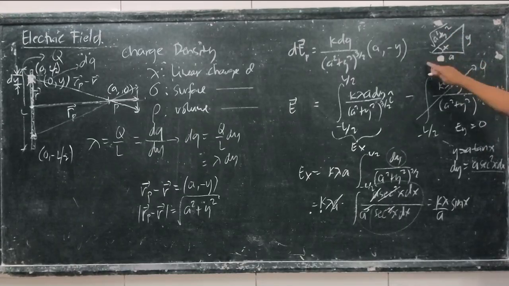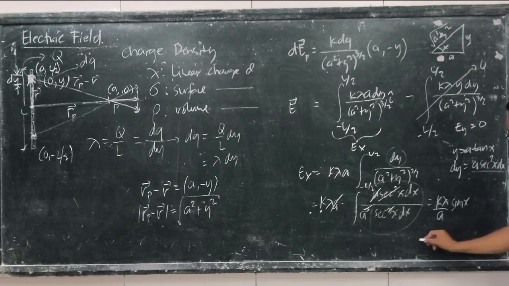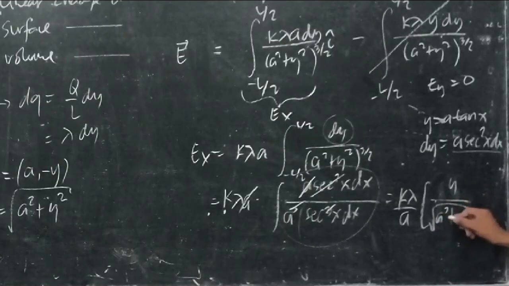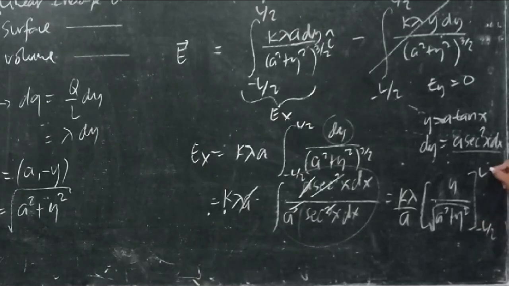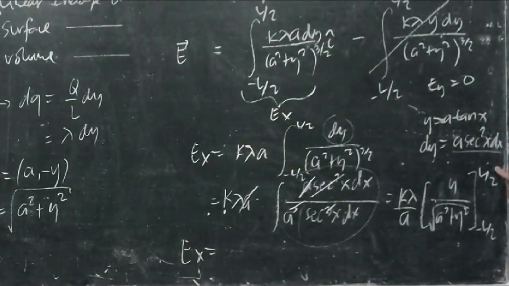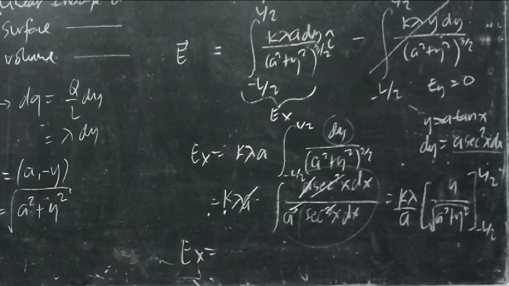So what is now sine? Sine is opposite, which is y over hypotenuse. So this means that this is just equal to, okay, I'll go straight to it, k lambda over a times y over the square root of a squared plus y squared, evaluated from minus L over 2 to L over 2. So you subtract this minus that limit. And you can see that we have L over 2 minus negative L over 2, so L over 2 plus L over 2, right? That would be L.